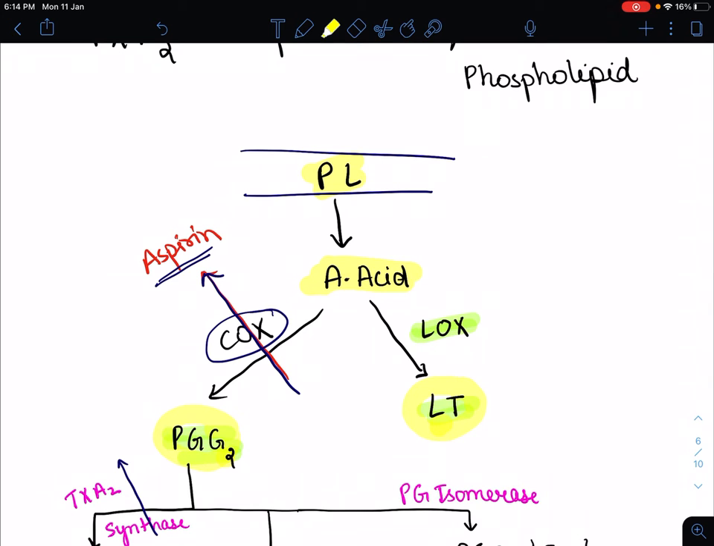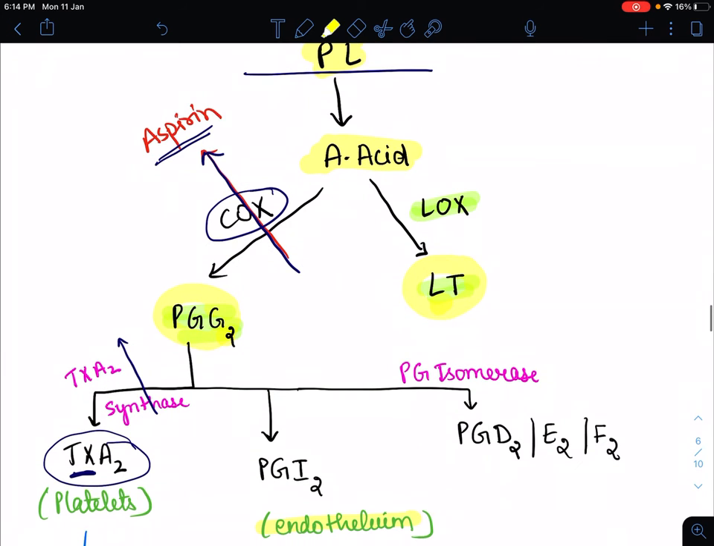So leukotrienes are formed by the lipoxygenase enzyme, and PGG2 is formed by the cyclooxygenase enzyme. From PGG2 we will form thromboxane A2, prostacyclin, and PGD2, E2 and F2. So we have to inhibit the formation of thromboxane. How can we inhibit it? By inhibiting the COX enzyme. If we inhibit this COX enzyme, thromboxane A2 will not form.